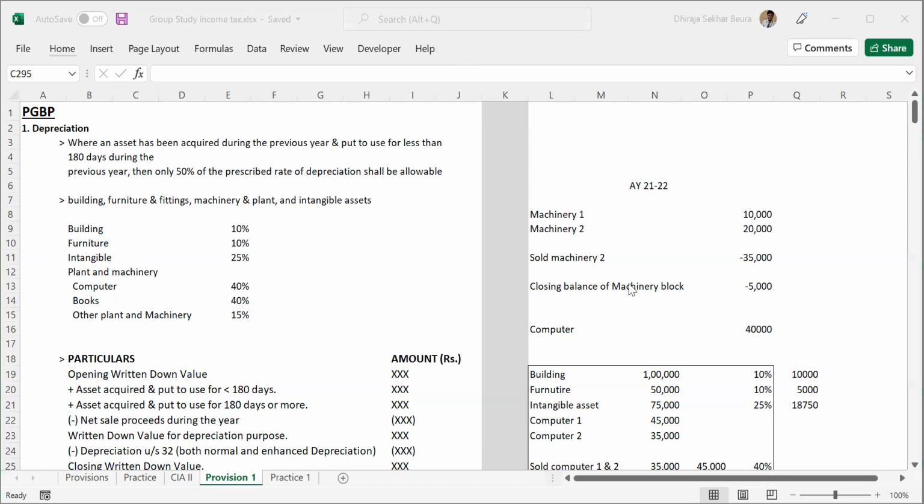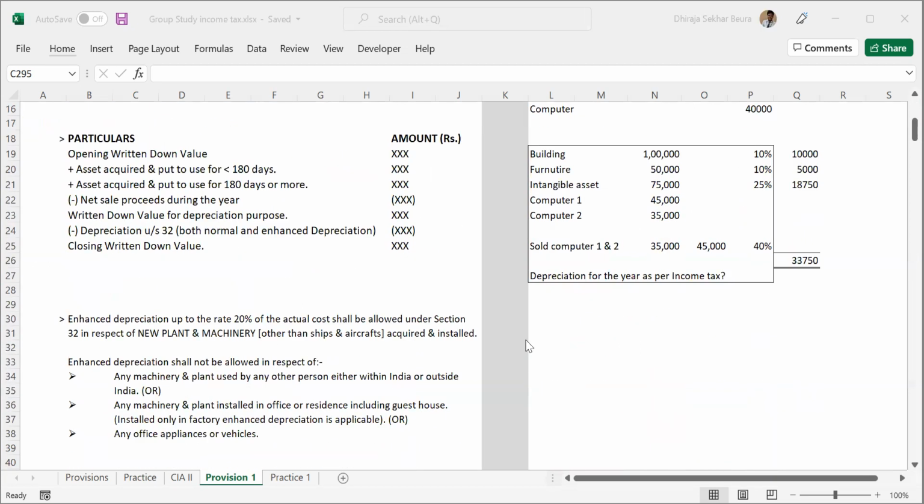Let's talk a little bit about the 180 days concept. Can somebody remind me what the provision was? If the asset is used for less than 180 days, you take only half of the prescribed rate of depreciation. What was the date that I talked about? October 3rd. So if it is after October 3rd, what should we do? Is it full or half? Half. Perfect. Before it is full, right?